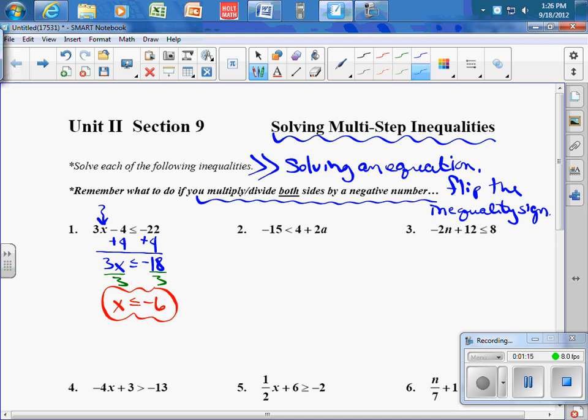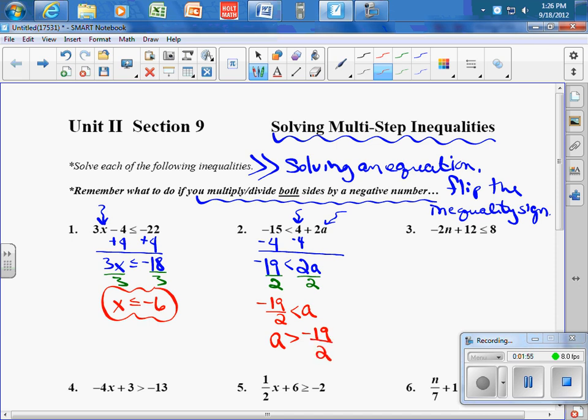In number 2, we're isolating the a. So we need to subtract 4 from both sides first. I have negative 19 is less than 2a. Now I'm going to divide both sides by 2. And I get as my answer, negative 19 over 2 is less than a. For inequalities, I want the variable, whatever variable I have, to be on the left-hand side. So I need to flip this over. So this would be a is greater than negative 19 over 2.